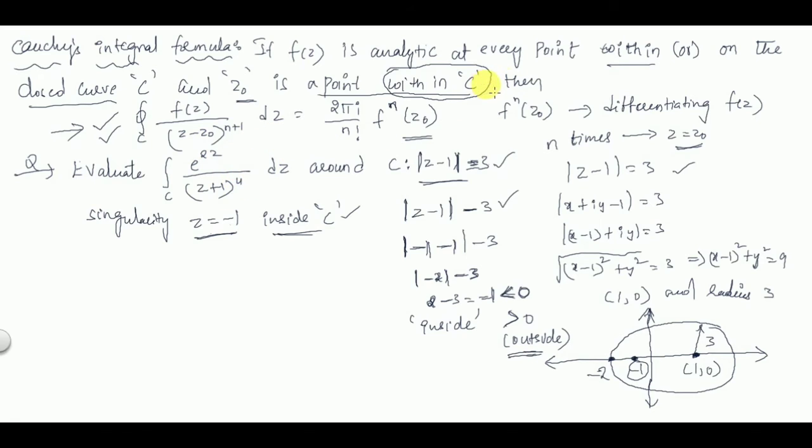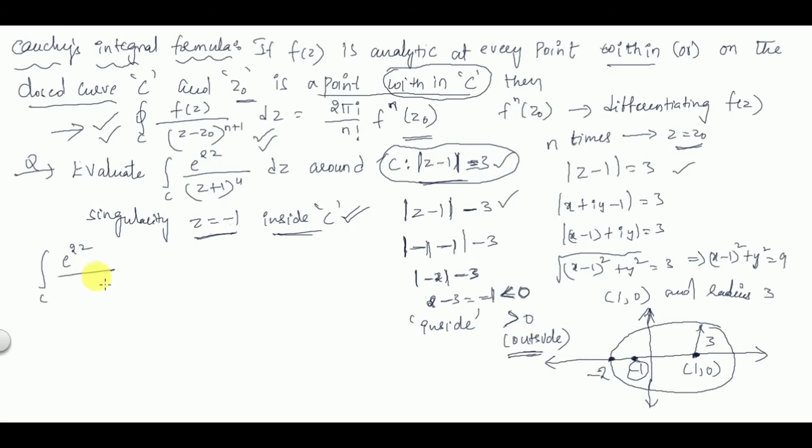So directly don't apply Cauchy's integral formula. First of all, you have to check whether the obtained singularities are within the closed contour or not. The given closed contour is this one. You have to check whether the obtained singularity is within the contour or not first. If you find that it is inside the closed contour, then you can apply Cauchy's integral formula. Now I have obtained that it is inside C, so I am applying Cauchy's integral formula.